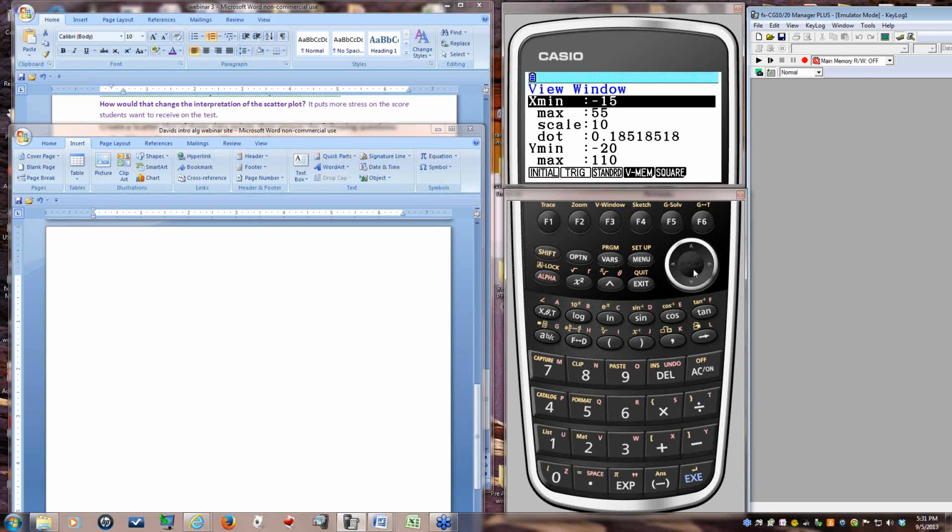So I want my x number to remain negative 15, but my highest score was 97, so I'm going to go up to 105. You could go up to 110, scale of 10, and my y values for minutes went from 10. If I just drew the graph now, I'd see this, but the lowest number of minutes was 10, the highest was 50. So I'm going to go negative 20, but I only need to go up to 60 here and hit execute and then scale.